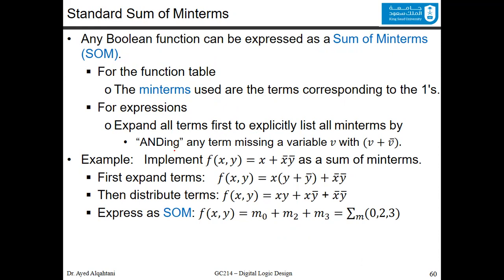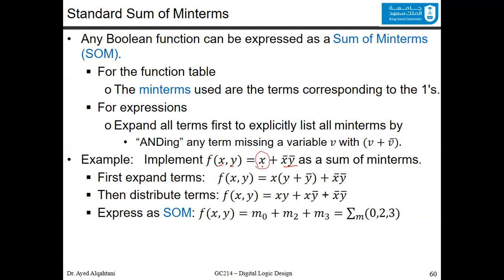And then you add any term missing a variable V with V or V bar if you are having something missing. To understand this better, if you have this function, f is equal to x or x bar, y bar, we know that it has 2 variables. This is a min term, but this one is not a min term.